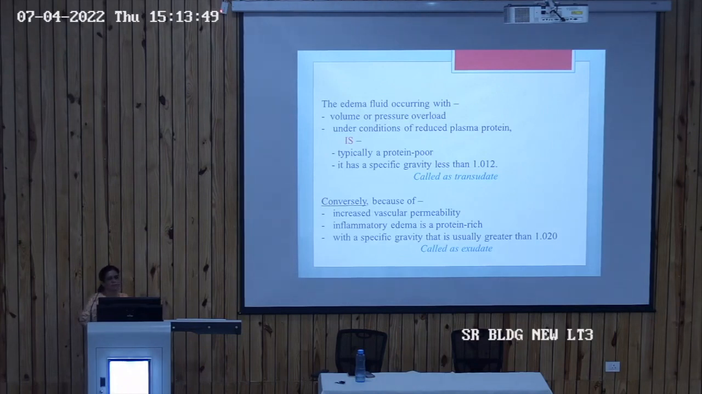So it is because of only volume or pressure overload. Under the conditions of reduced plasma protein, it is typically protein poor and specific gravity is less than 1.012. That is known as transudate. Conversely, because of increased vascular permeability, inflammatory edema is protein rich with the specific gravity usually greater than 1.020. That is known as exudate. So this difference is important.